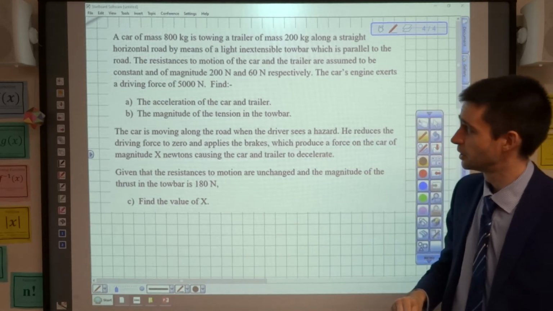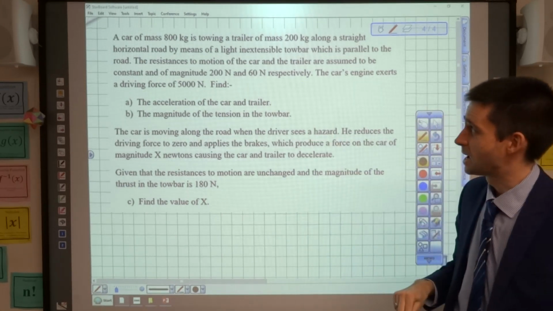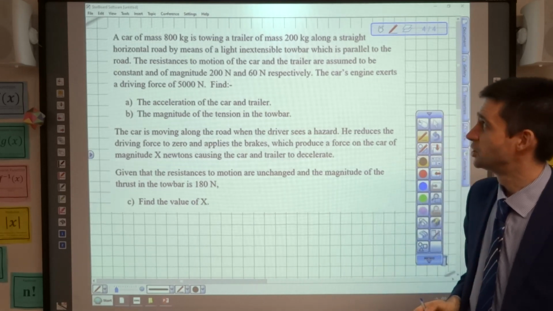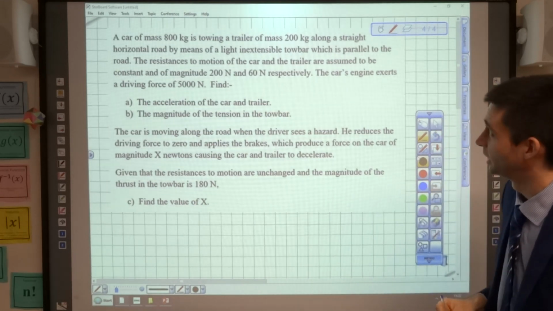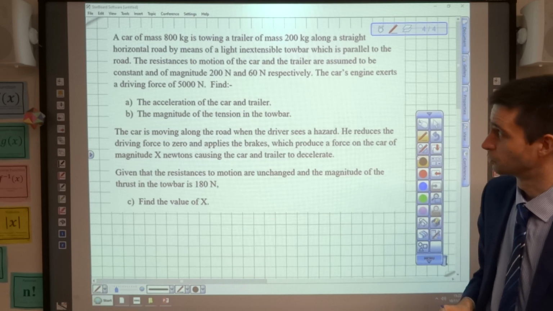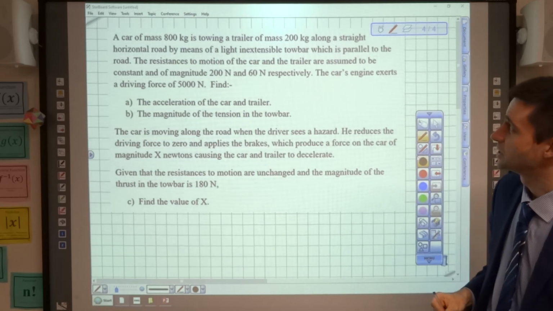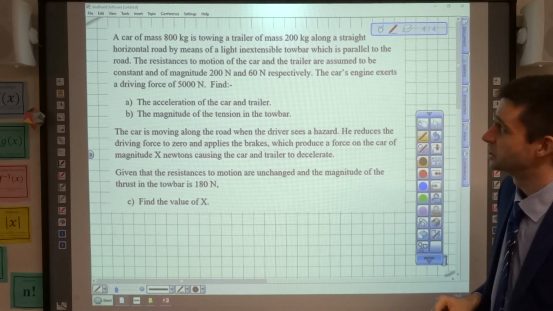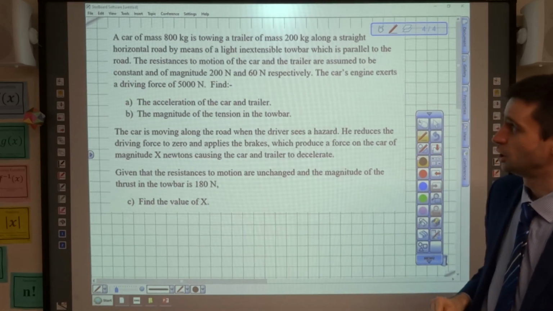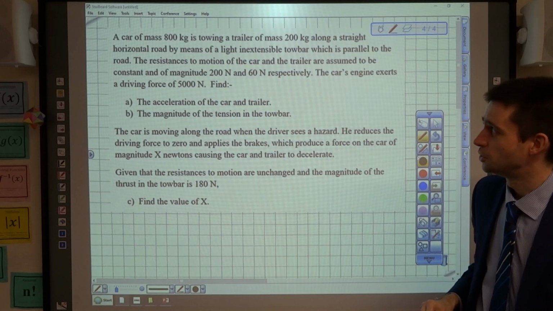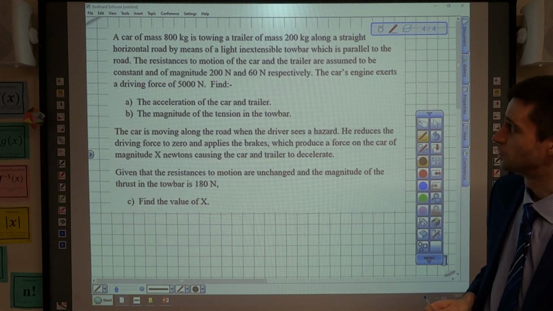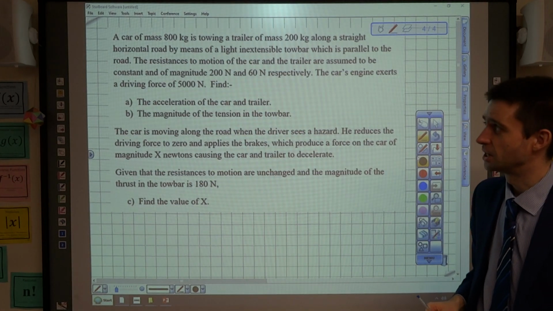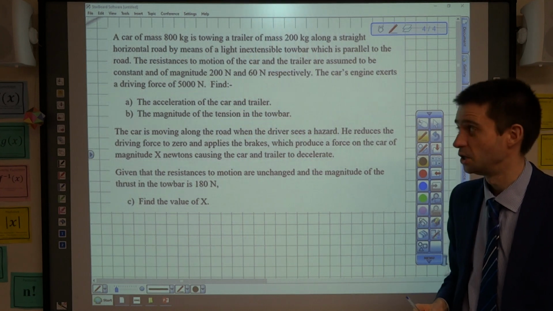So here we have lots and lots of information. A car of mass 800 kilograms is towing a trailer of mass 200 kilograms along a straight horizontal road by means of a light inextensible tow bar which is parallel to the road. The resistances to motion of the car and the trailer are assumed to be constant and of magnitude 200 newtons and 60 newtons respectively. The car's engine exerts a driving force of 5,000 newtons.